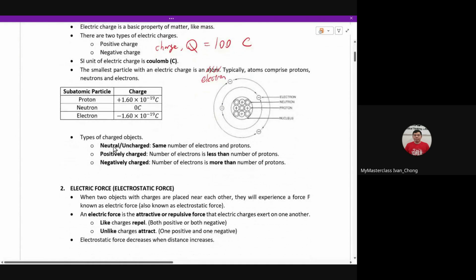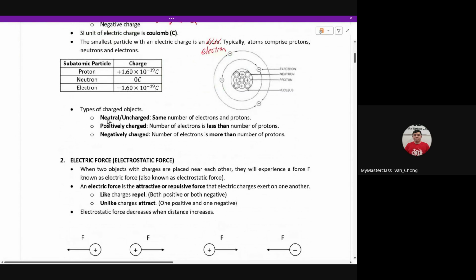And for your charged object itself, you have three different types. You have the neutral or your uncharged particles. You have the same number of electrons and protons. So if you ever forget, electrons are negative, protons are your positive. So your negative and your positive, because they have the same number, they will actually cancel out. And on the other hand, you have less electrons and more protons for your positive charge, and more electrons for your negative charge.